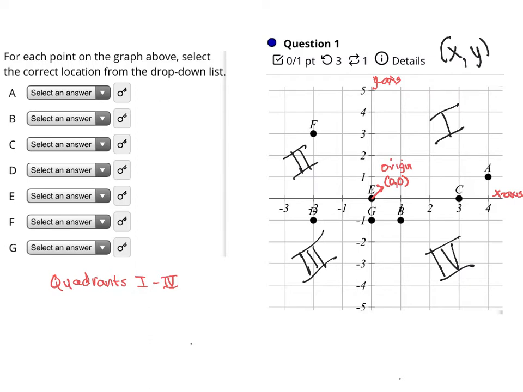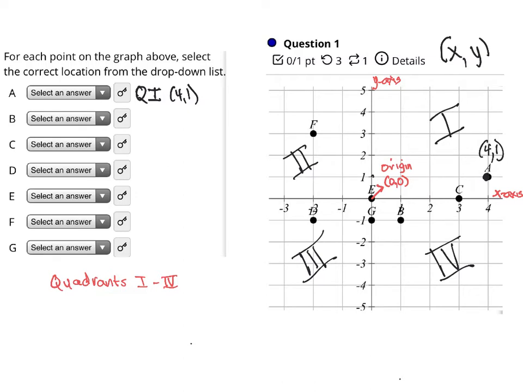So if we look at A first, right here is A. You can see A. If we look for the x-axis, it's above a 4. We look to the y-axis over here, and that is a 1. So that's the ordered pair 4, 1. And notice that's in quadrant 1. So quadrant 1, and the ordered pair 4, 1.